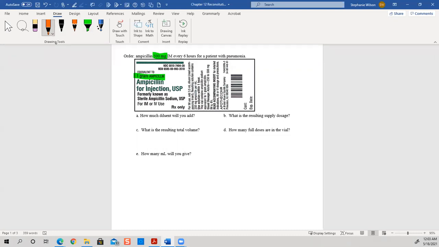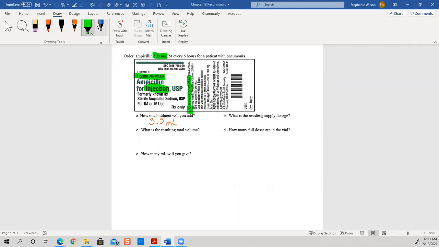So A says, how much diluent will you add? Well, we come over here and notice this is an injection. So there's going to be some reconstitution involved, diluting, whatever it may be. So that means we need to read these instructions. And I notice this first line here tells me 3.5 milliliters will be diluted.